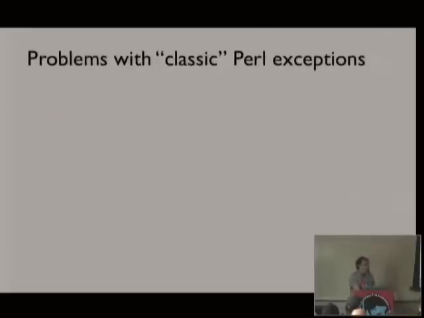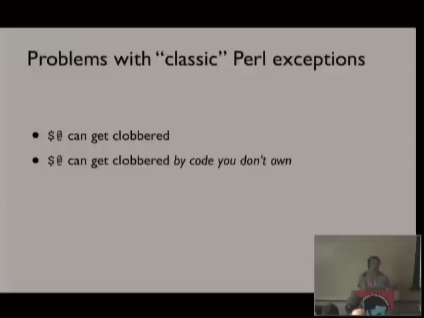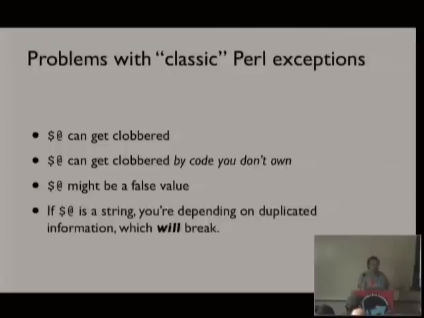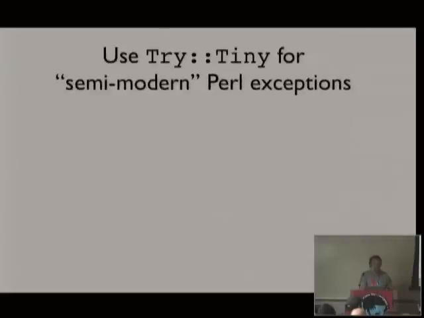There's a lot of problems with this. $@ can get clobbered. It can get clobbered by code that's not even yours, that you don't necessarily even know exists. It might be false. So when you do if $@, you might have an exception, but that test doesn't work. And if it's a string, if you're looking at the contents of that string, you're depending on duplicated information, which at some point is going to break, probably at the least convenient time.